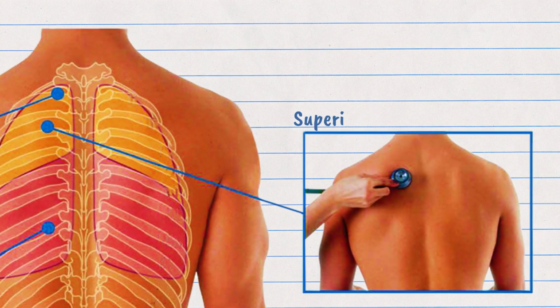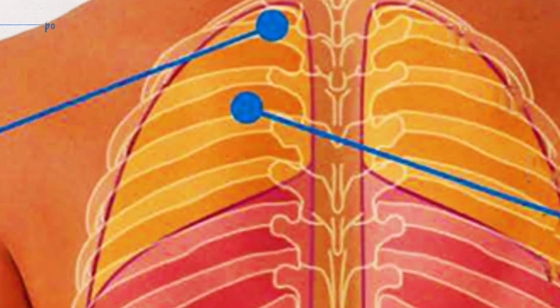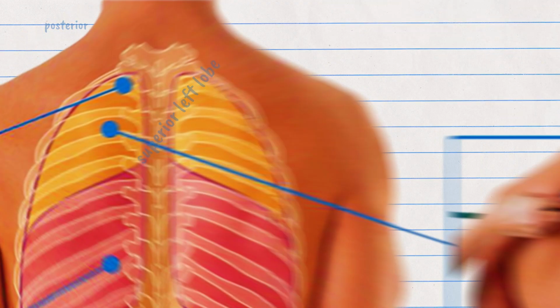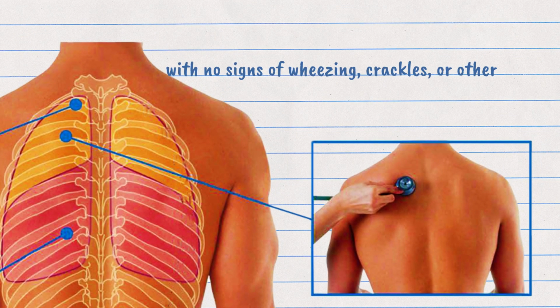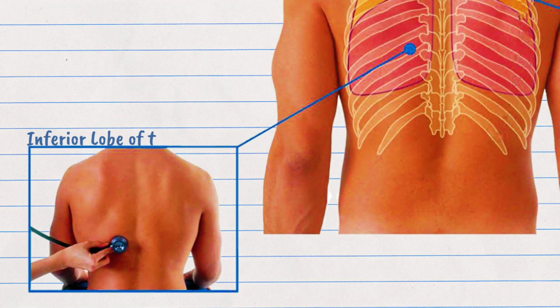2. The superior lobe of the left lung. Place the stethoscope just below the left clavicle on the chest. Ensure the sounds are symmetric and clear, with no signs of wheezing, crackles, or other irregularities that might point to pulmonary issues.